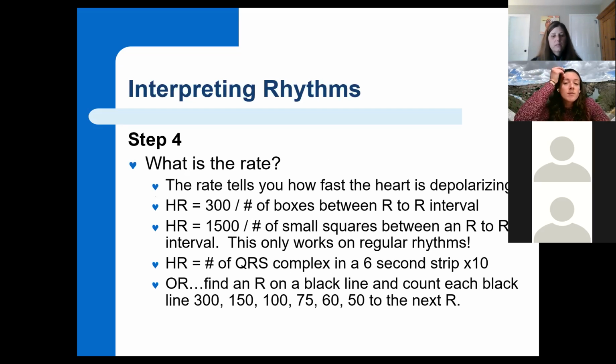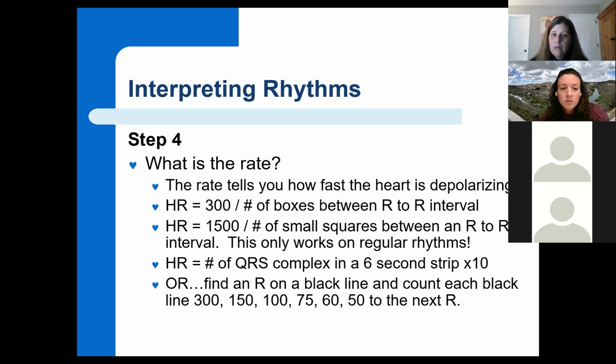Step 4, this is where people get confused, so pay attention. And before somebody asks, yes, you need to know how to calculate all of these methods, okay? There are several different ones on here. You need to identify what is the rate, so it tells you how fast is the heart depolarizing, how fast is it contracting. So the first method is to take 300 divided by the number of big boxes from R to R. That equals your heart rate.